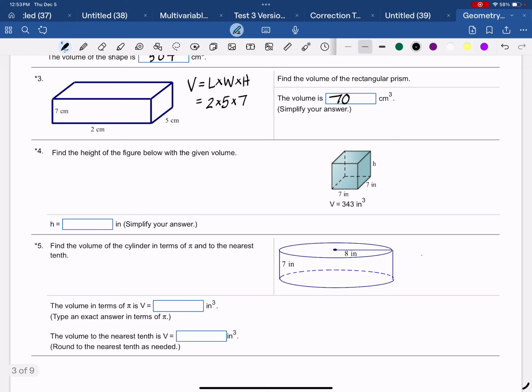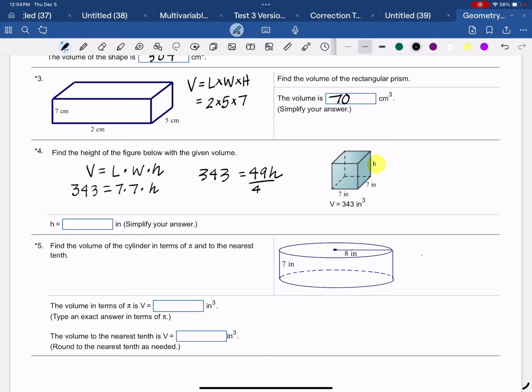Example number 4. This one's a little different because they give us the volume and they ask us to find the missing height of the shape. So using our formula, volume is length times width times height. Our volume is given as 343. Our length is 7, our width is 7, and our height, and I put the lowercase h, so let me change that, is unknown. So that gives us 343 equals 49 times h.